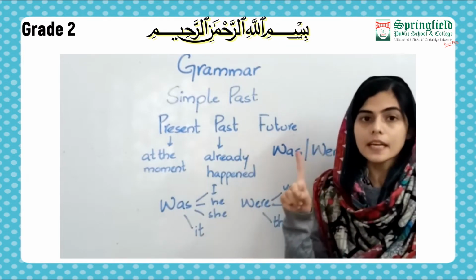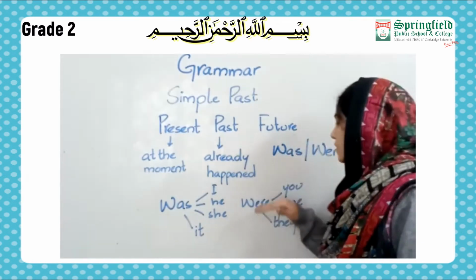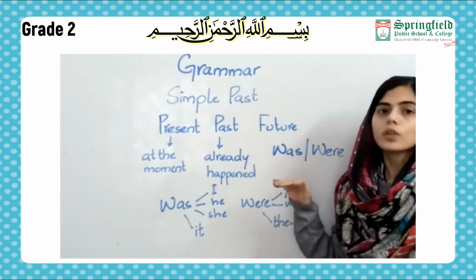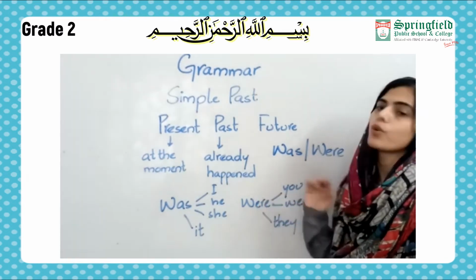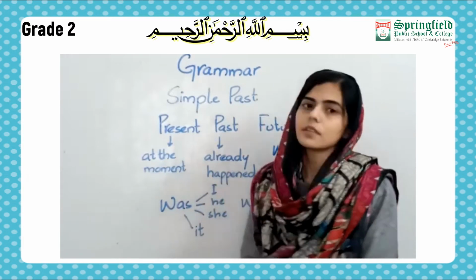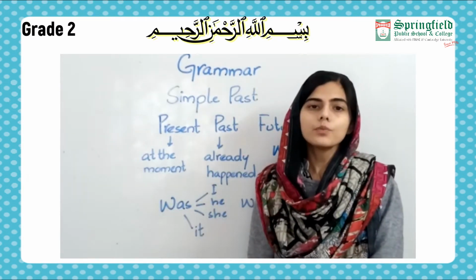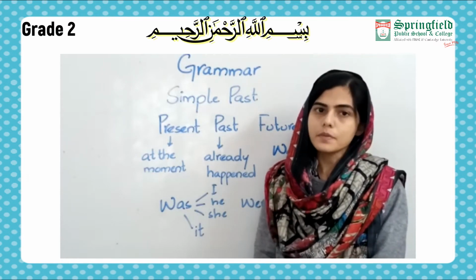Was always indicates singular, that is one person only. Whereas were means more than one. We use were with you were, we were, they were. So students, this was all about our past. Now, let's move forward towards our topic of simple past of regular verbs.